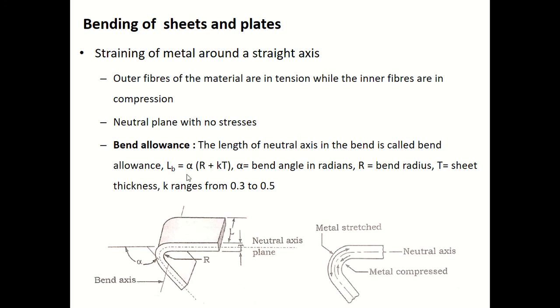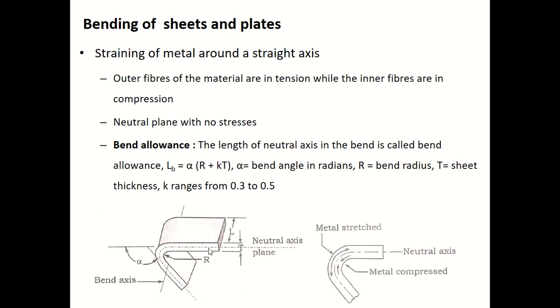You can use an expression L_B equals alpha times (R plus KT), where alpha is the bend angle in radians. If I draw a horizontal line, I get the angle alpha. This is the angle with which this part is bent, and that is called the bend angle. Alpha is in radians, R is the bend radius, and T is the sheet thickness.